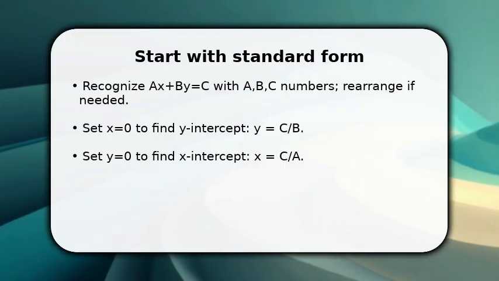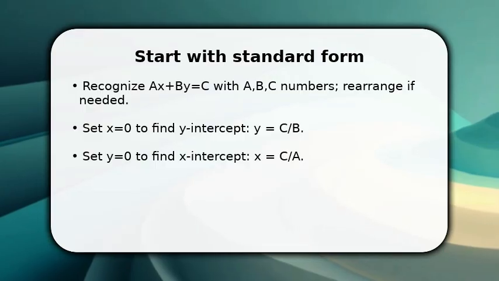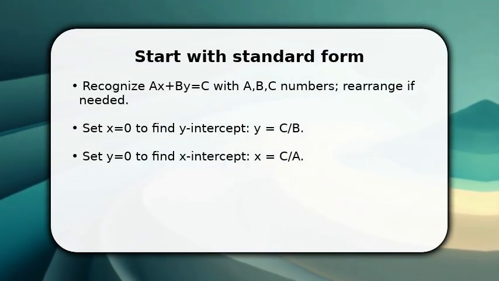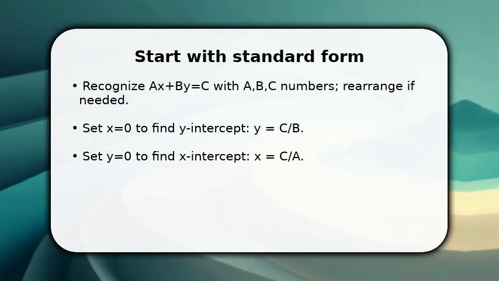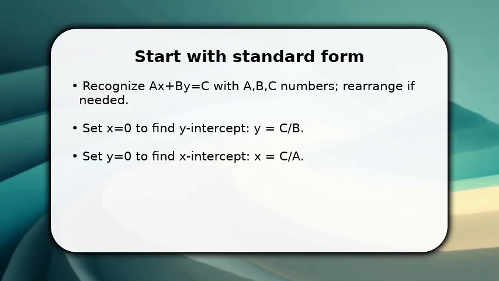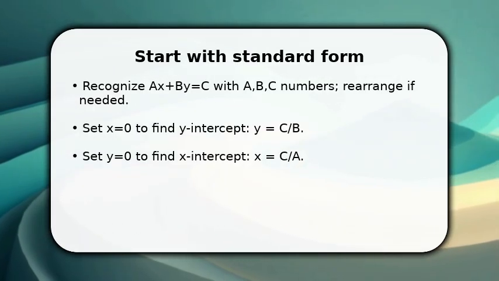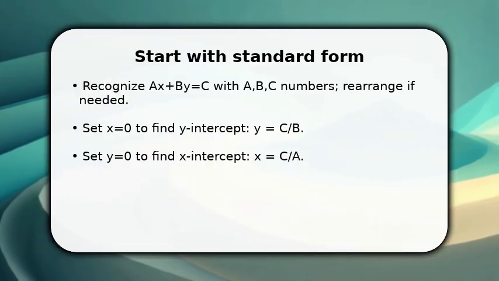You begin by confirming the equation is in standard form ax + by = c. Once confirmed, solve for the intercepts immediately. Set x to 0 to get the y-intercept c/b, and set y to 0 to get the x-intercept c/a. Do this now so you have two concrete points to plot.